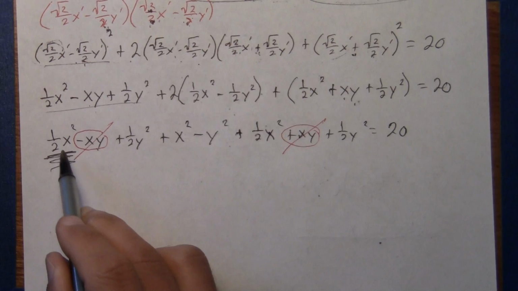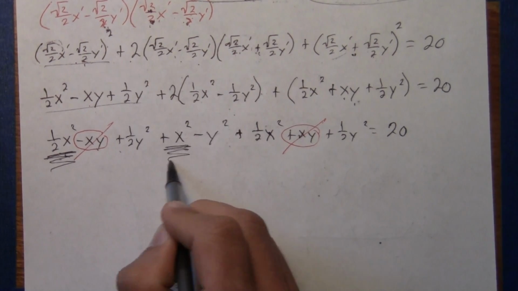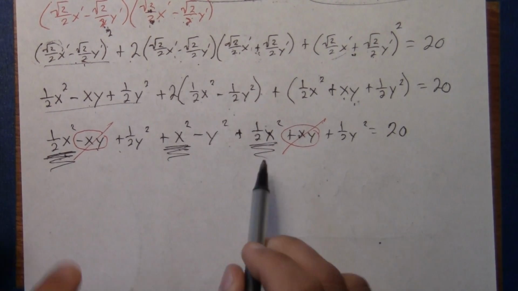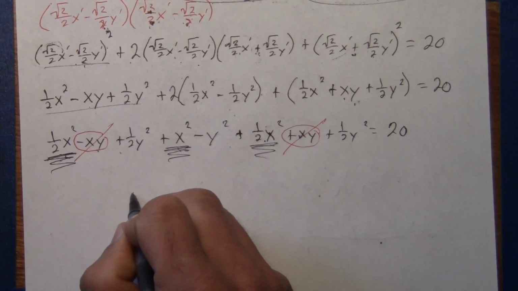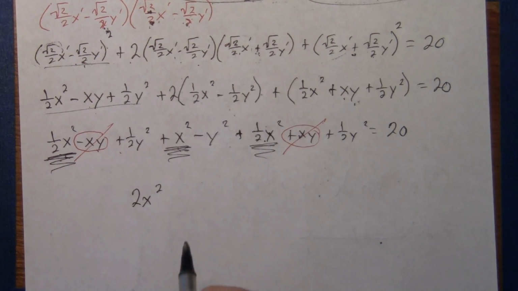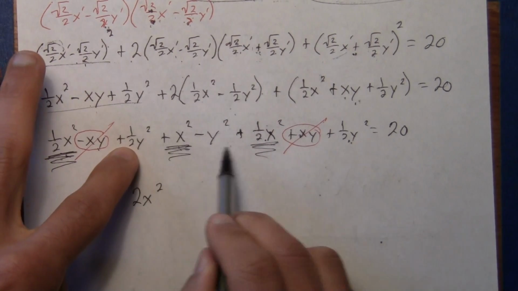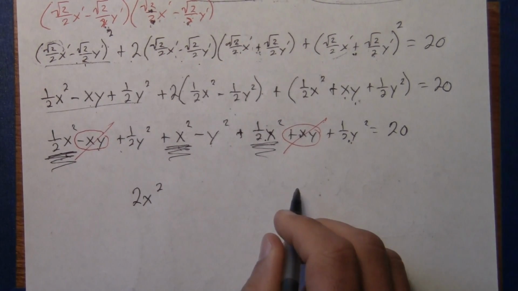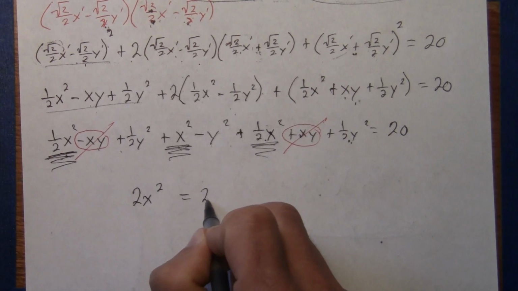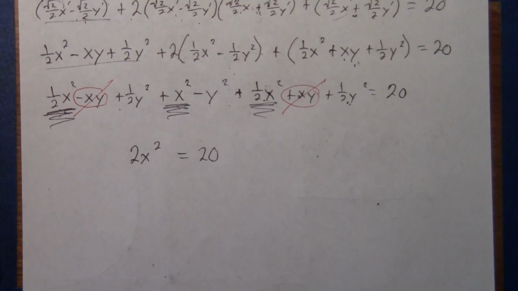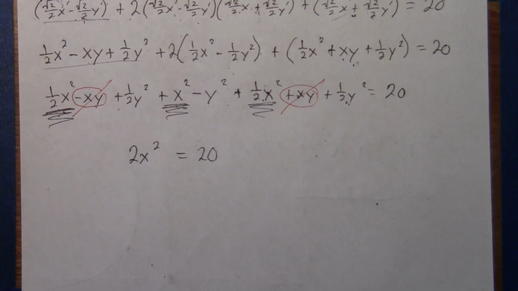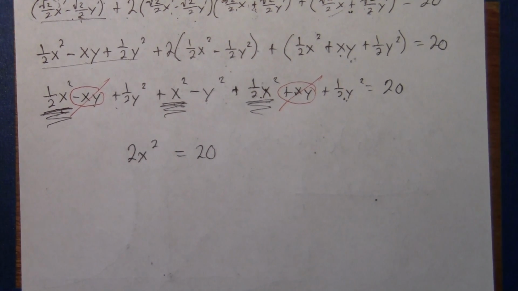I've got 1/2 x squared here. I've got 1x squared, 1/2 x squared. So there's 1 plus 1, or 2x squared. The y squareds, I've got 1/2, which gives me 1, minus 1 completely disappears. So I really end up with 2x squared is equal to 20. Unusual to have the y squareds cancel, but that's fine.